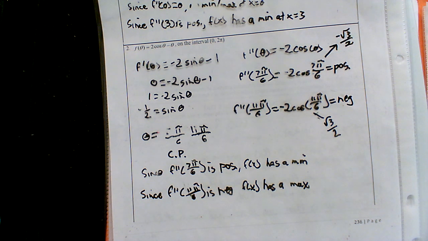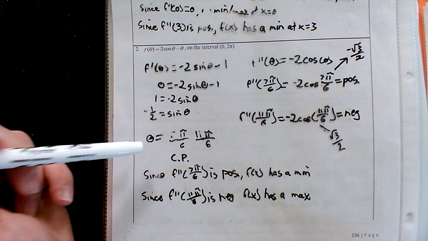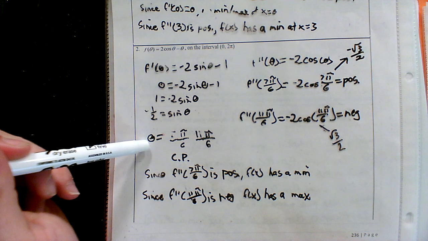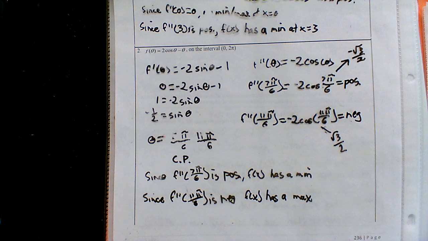So remember those steps we followed again. If they're asking you to do the second derivative test to locate mins and maxes, you take a first derivative, solve for your critical points. You find the second derivative and then just plug those critical points in and determine whether it's positive, negative, or 0. Okay? Any questions on those?